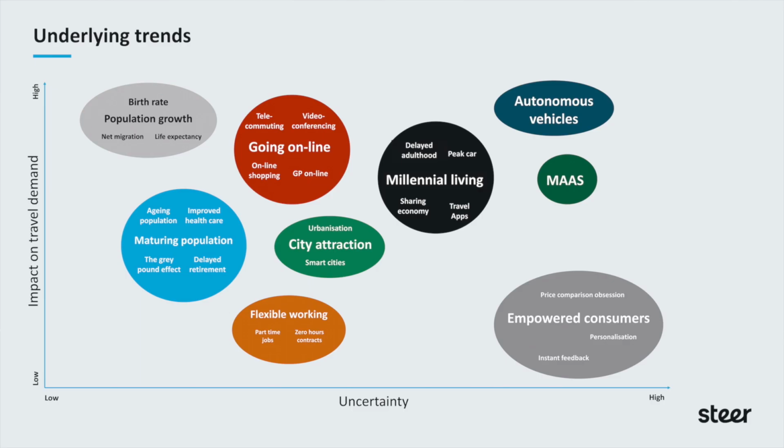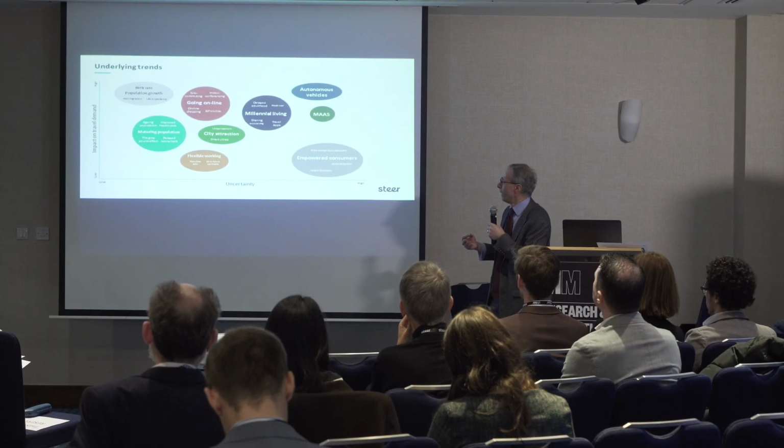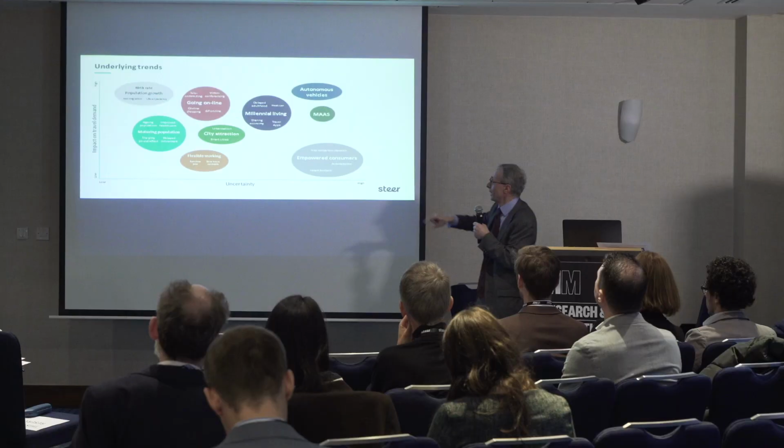At the other extreme, they've got autonomous vehicles. We know virtually nothing really about how that's going to impact on transport. But we know it's going to have a big impact. So that's right at the top there.